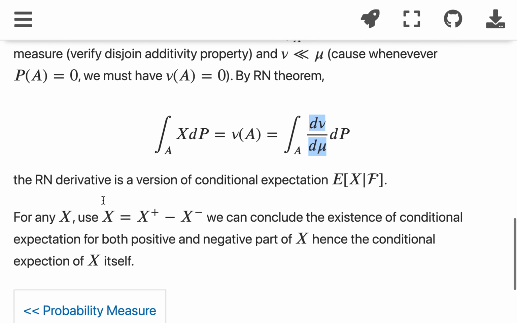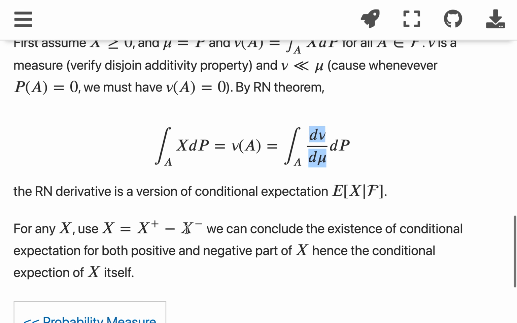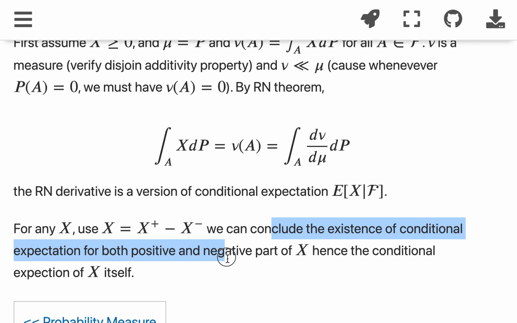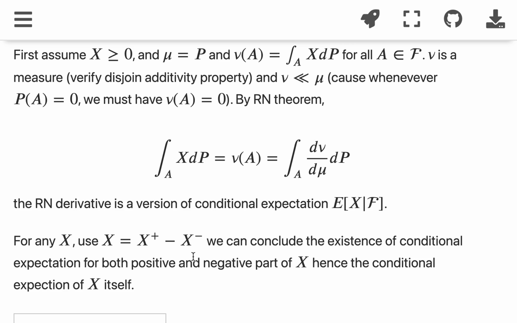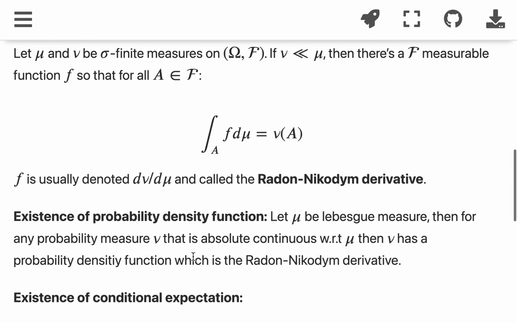For any x, that's also easy. We just have to separate the x into a positive part and negative part, and then use the same Radon-Nikodym theorem, and that proves the existence of the conditional expectation for any random variable x. And that's it, everyone.